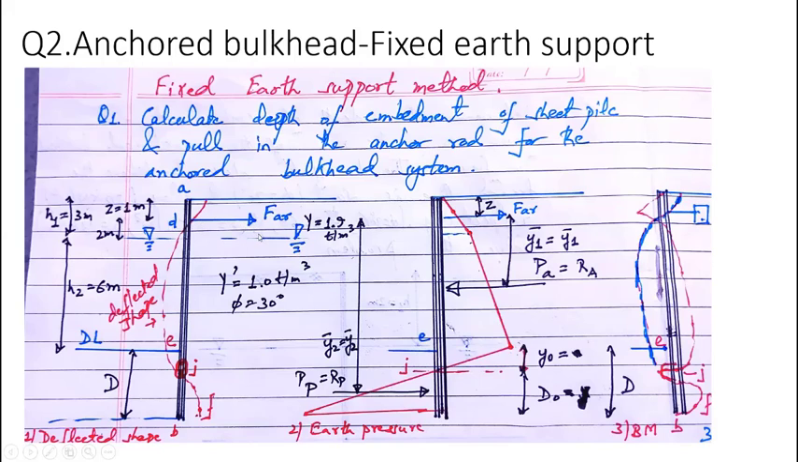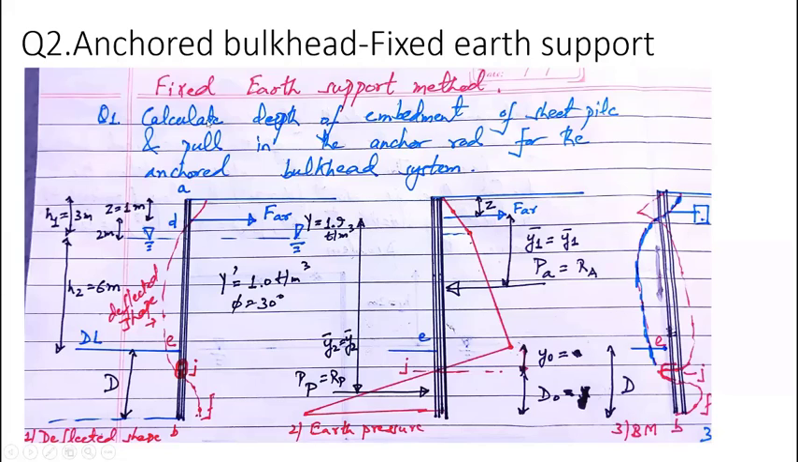So the soil properties are given. From the top of the backfill to the location of the anchor rod, Z equals 1 meter is given. The water table is given, H1 as 3 meters. Just below the water table up to dredge level is given 6 meters. So the effective height is 9 meters. So we have to find out this embedment depth. This J is the point of contraflexure.